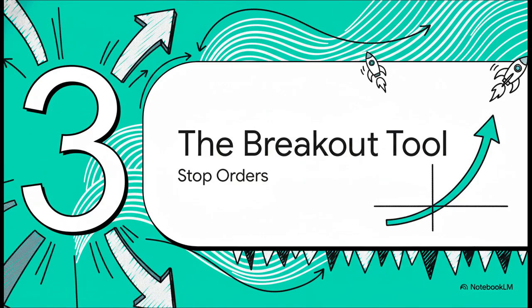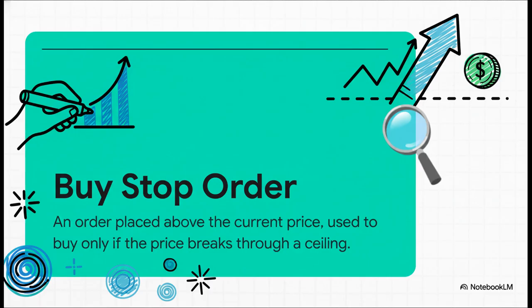Now, there's another type of order that plays by its own rules. These are stop orders. They aren't about getting a better price, they're all about catching momentum. At first, this sounds completely backward, right? A buy-stop order is placed above the current price. I mean, why would you ever intentionally want to buy something for more than it's worth right now? Well, the answer is simple. You're waiting for a breakout.